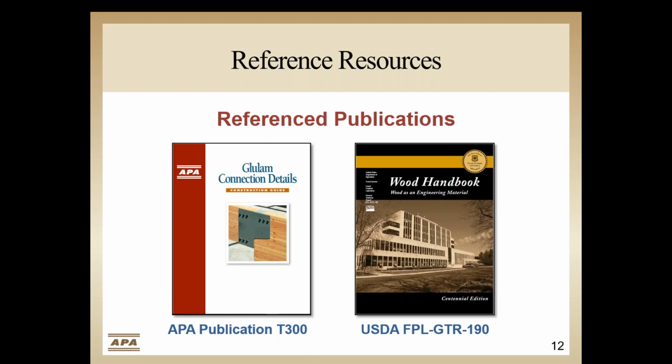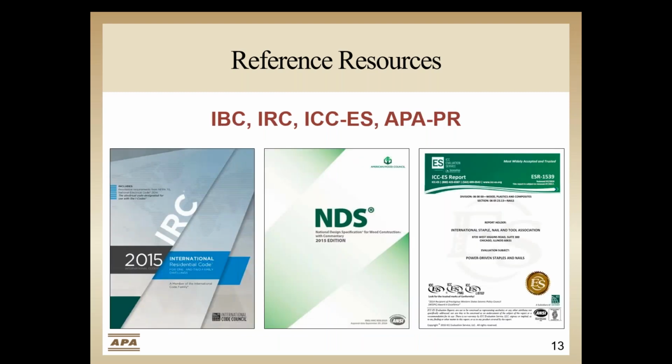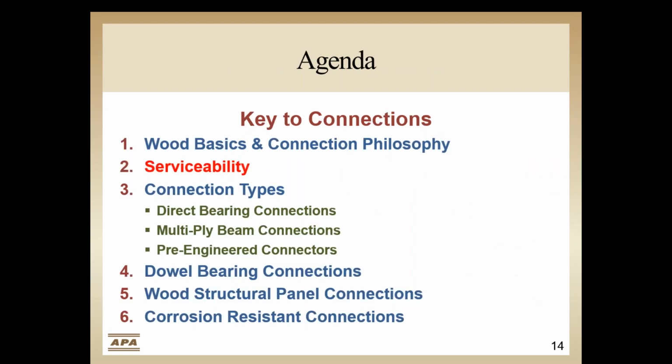Also, the United States Department of Agriculture and Forest Products Laboratory Wood Handbook is a great resource that summarizes information on wood as an engineering material. More in-depth wood property explanations and design considerations can be found here. This publication is available as a free download on the Forest Products Laboratory webpage. Additional resources that are always helpful to the designer include the International Building Code, International Residential Code, ICC-ES Code Acceptance Reports, and APA product and system reports, and of course manufacturer literature information are always good resources.